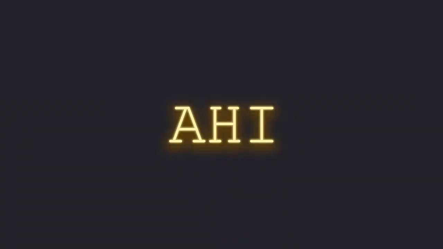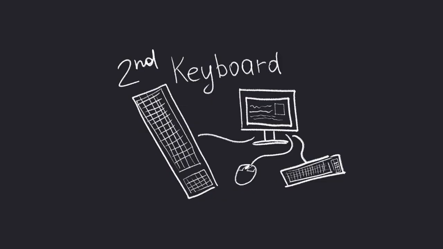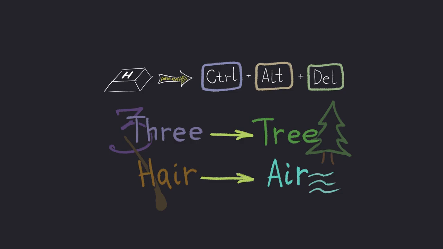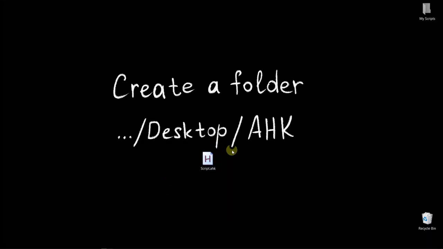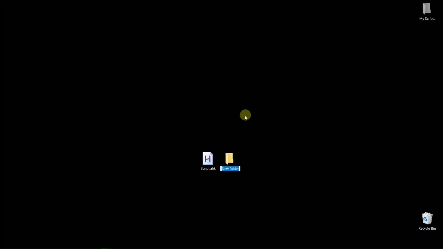So we want to set up a second keyboard so that when we press the button on it, a certain combination will be performed. And we don't want to take up the keys on our main keyboard. First thing I'm going to ask you to do is to create a folder on your desktop called AHK. This is done to simplify and organize the whole process.